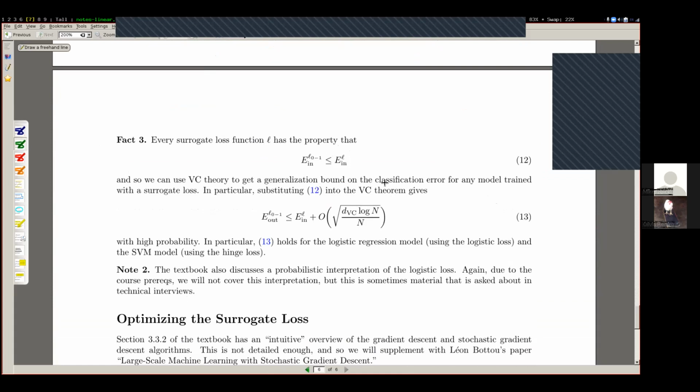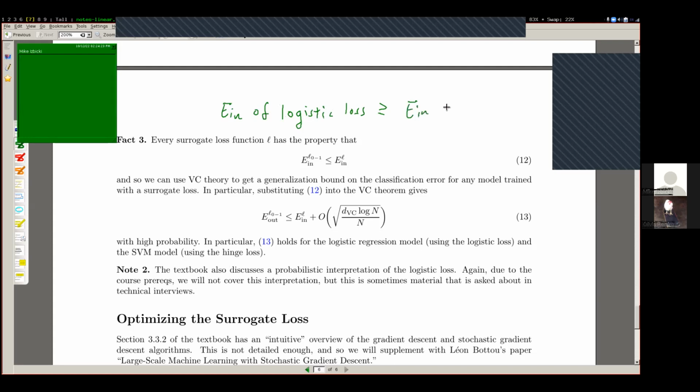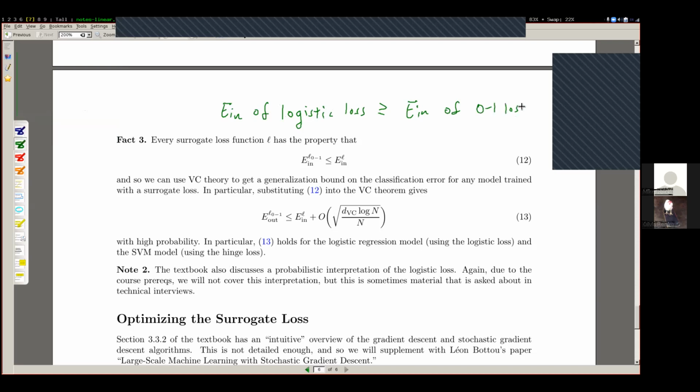So we said before that the logistic loss is an example of a surrogate loss. And so E sub n of the logistic loss is greater than or equal to E sub n of the 0-1 loss. And so while we can't optimize this thing directly, what we want is to make E_n small for the 0-1 loss. While we can't do that directly, we can potentially make it small for a surrogate loss.